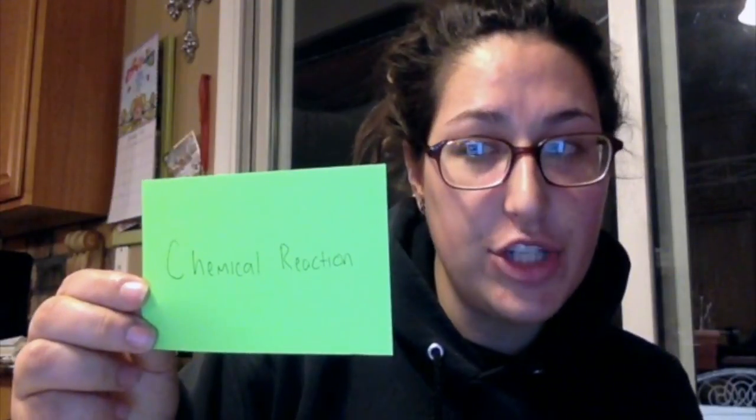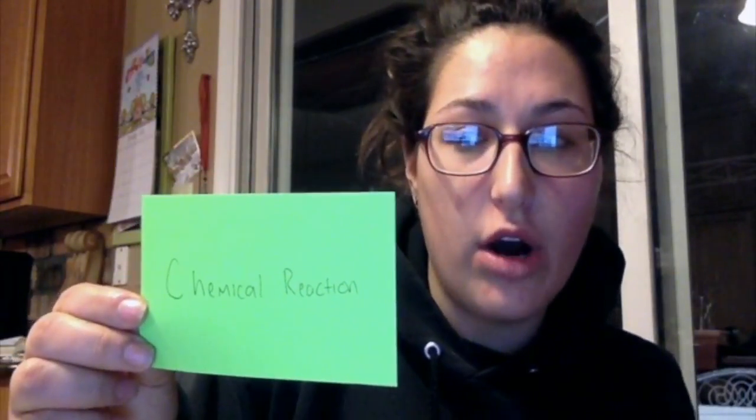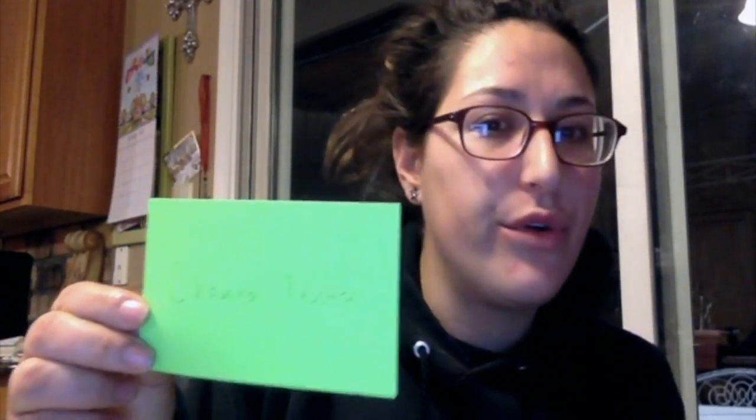Chemical reactions. Chemical reactions are when molecules or compounds are chemically changed. So that's like photosynthesis, how plants take the sun and the soil and break them down into energy.